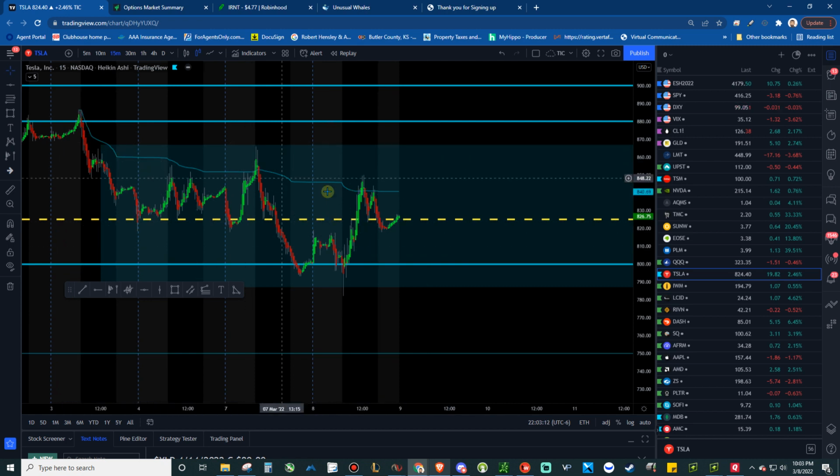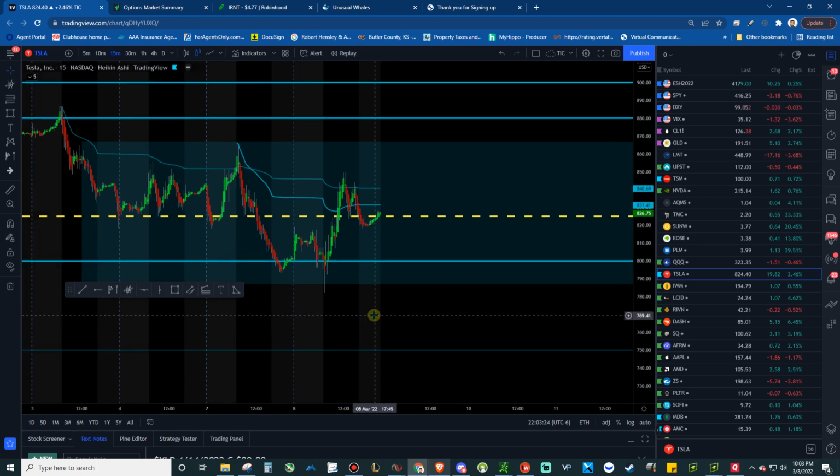You got the anchored VWAP coming in as resistance, and that's another thing I like to do. This is an idea I got from someone in my Discord, who told me to just throw an anchored VWAP at the highs or the lows of the previous day. A lot of times it'll act as resistance.